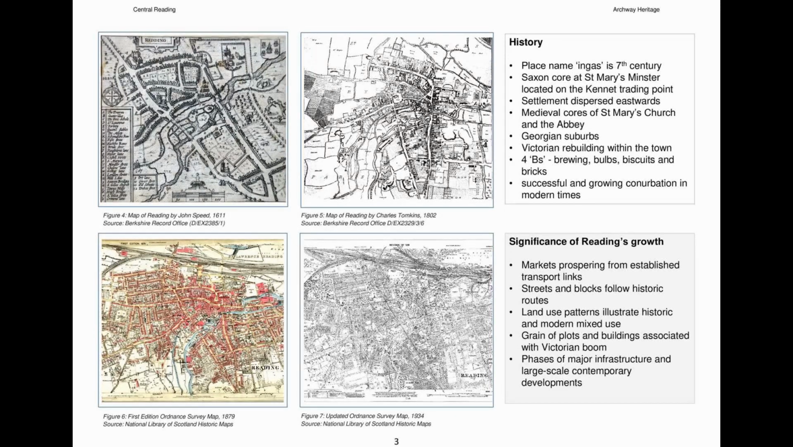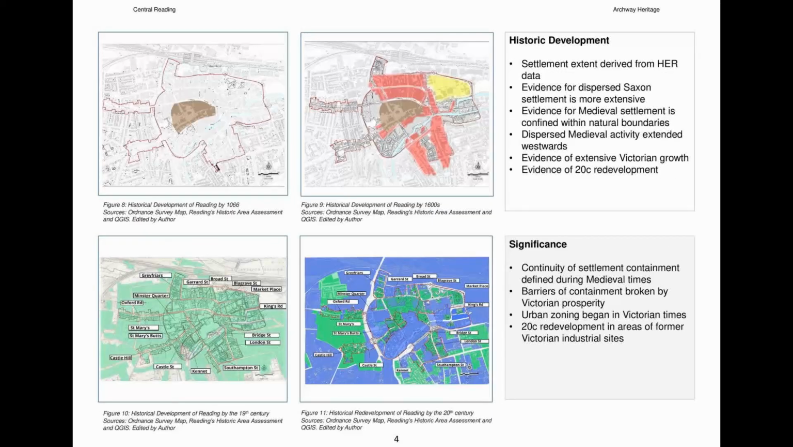This is most easily seen on John Speed's map. We can see that Reading maintains this shape throughout the early post-medieval times, as seen on Charles Tompkins' map. During the Industrial Revolution, a number of industrial sites were located on the river, and the residential core of Reading expanded into the hinterland, as seen on Ordnance Survey mapping, coloured in green.